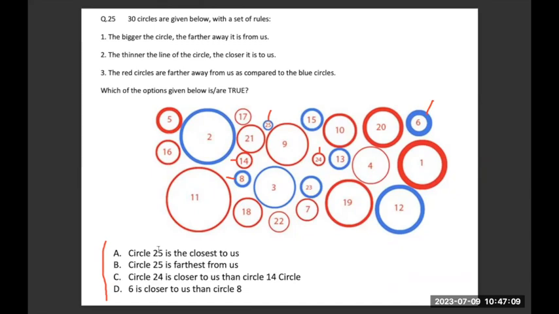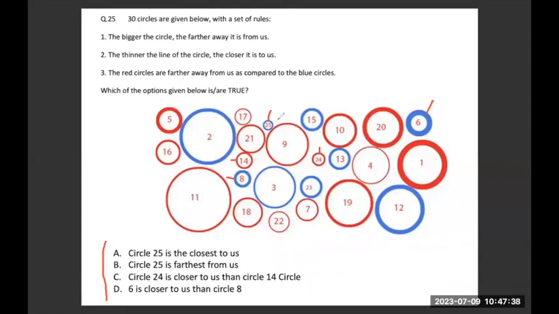First one, it says 25 is closest to us. Circle 25 is closest to us. 25 is a blue colored circle. And what it says is red colored circles are farther away, blue colored are closer, which means blue is closer. First relationship says blue is closer. Next relationship, so based on the color, blue is closer.